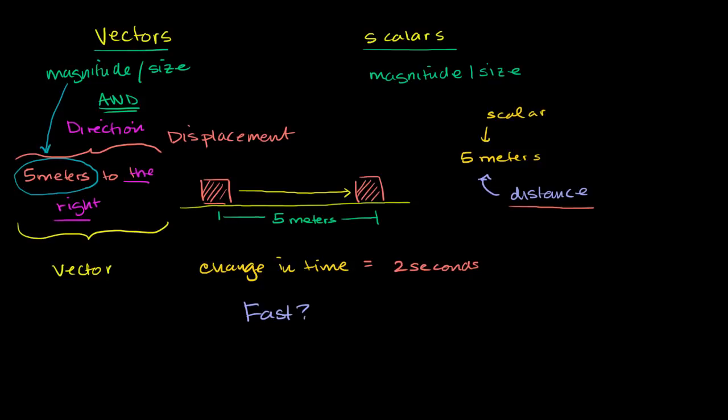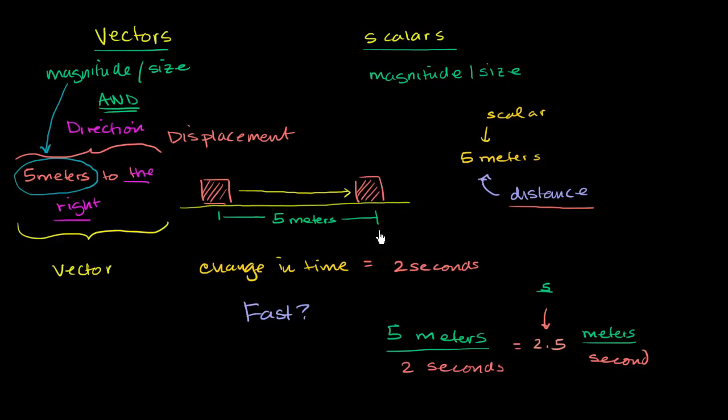So let me write this down. It moved 5 meters per 2 seconds. Or we could write this as 5 halves of a meter per second. Or 5 divided by 2 is what? 5 divided by 2 is 2.5 meters per second. This right here is just the 5 divided by the 2.